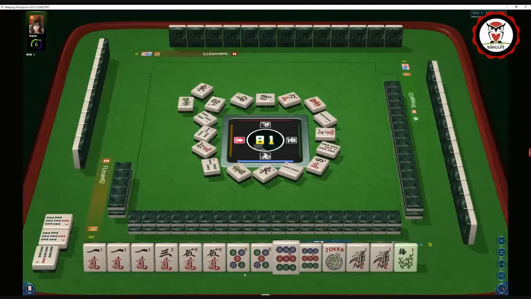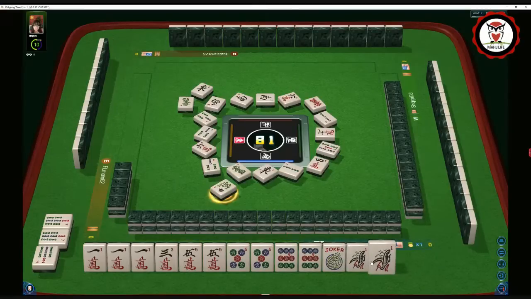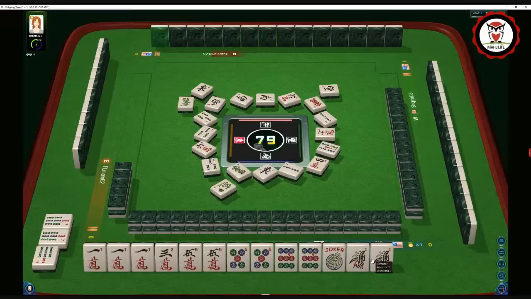Okay, now a flower here. I don't think it's going to help us. And I want to hold on to this pair for a while. We might be able to get a joker out of that. What do you guys think about the development of this hand? Would you have played the concealed hand? West wind. Or would you have played something different?